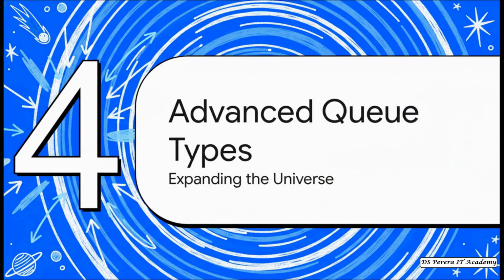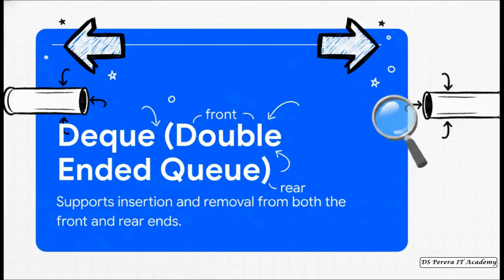Okay, fantastic. We've totally mastered simple and circular queues. So let's broaden our horizons a bit. It's time to move on and explore some even more powerful and flexible variations of this awesome data structure. First up, we have something called a DEQ. That's D-E-Q-U-E, and it stands for double-ended queue.